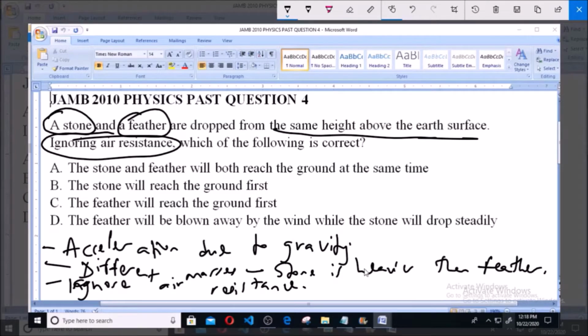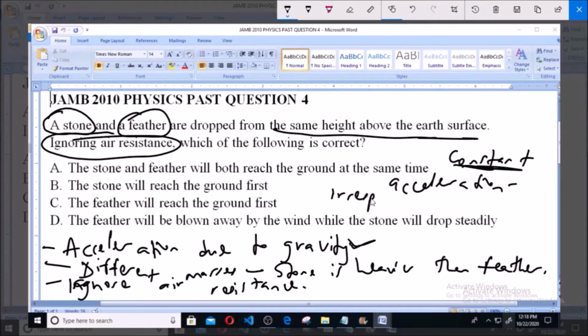Now we said something about acceleration due to gravity. Basically acceleration due to gravity is constant, in the sense that every object you drop above the Earth's surface will fall at a downward acceleration that is constant, irrespective of the object. So it is constant irrespective of the mass of the object.